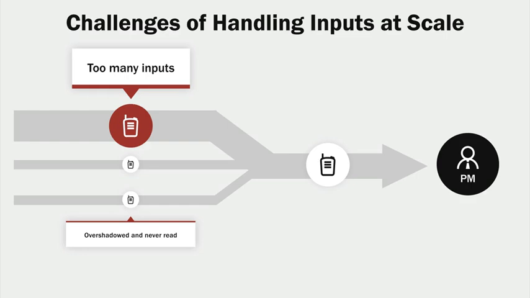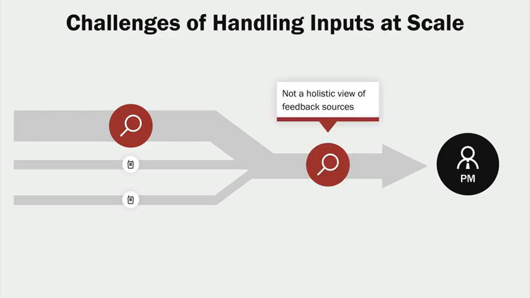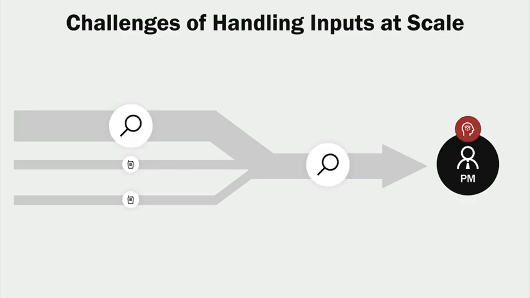They start to get too many inputs from certain feedback sources, which leads to other feedback sources never being read. For example, if they get a large volume of help search queries relative to inputs from all other feedback sources, the help search query messages end up comprising a disproportionate amount of the feedback river. This results in PMs largely seeing only help search query messages in the feedback river and losing their holistic picture of what other feedback sources are saying about their product. This then weakens their ability to build product intuition.